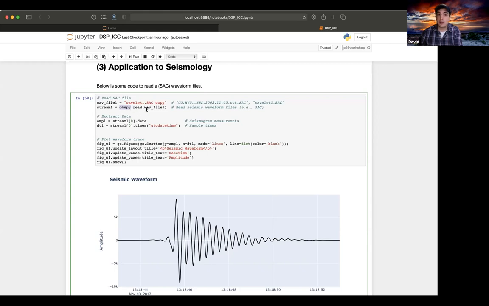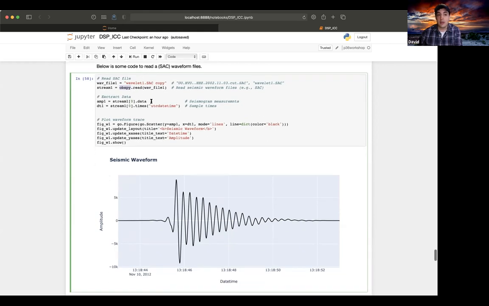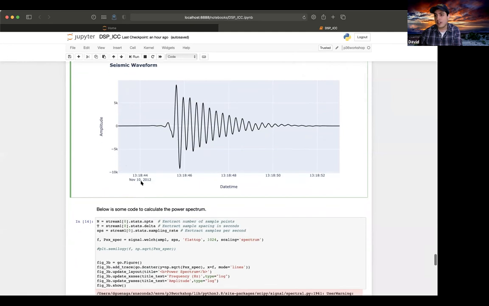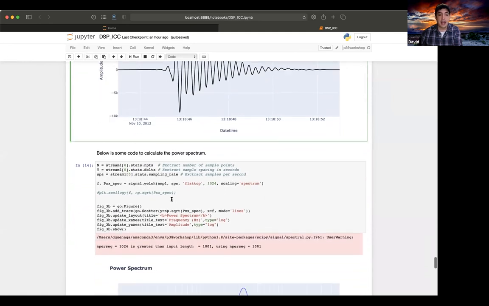So here we use ObsPy to read the file, and then we can just extract the data. These are the amplitudes, an array of the amplitudes, and then we have the datetime samples, that is, at what time each sample was taken. We have those two, and we can just plot that. That's what this is plotting here. So this is the time domain representation of that signal. Hopefully that makes sense. And again, if you have any questions, please feel free to ask me.